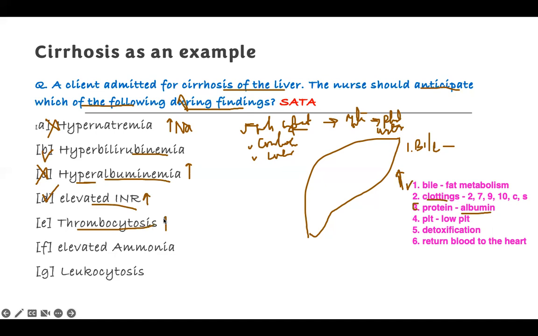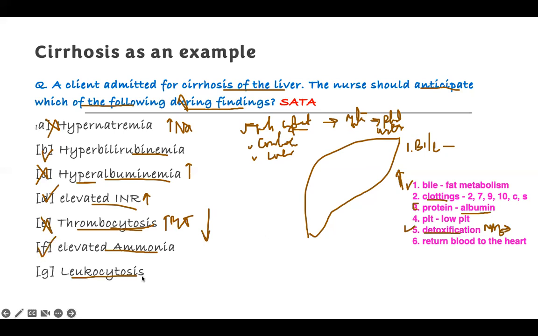Thrombocytosis, that means you have high platelets. In liver problems, you develop portal hypertension, and that causes a splenomegaly, and your platelets go down. Therefore, you don't get cytosis. You get thrombocytopenia. Elevated ammonia. The liver detoxifies chemicals. Ammonia is broken down. Therefore, if your liver is affected, your ammonia level goes up.